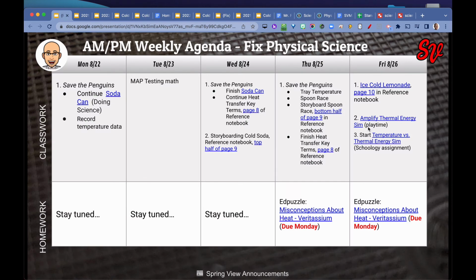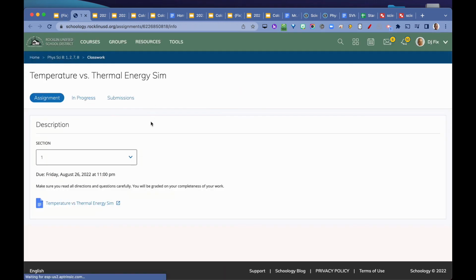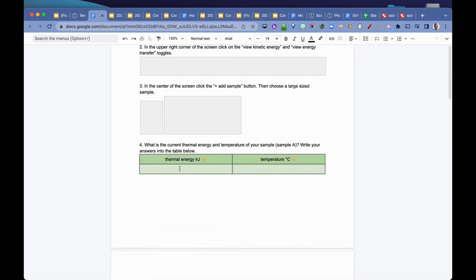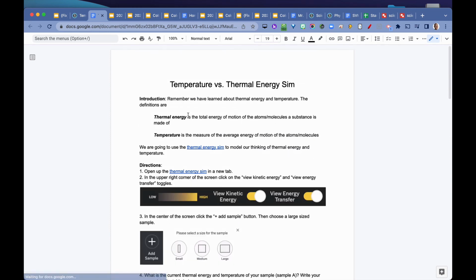And then we finished the temperature versus thermal energy sim. This was a Schoology assignment, so they used the sim and Amplify to answer these questions. And basically the whole goal is to figure out what is actually the difference between temperature and thermal energy.